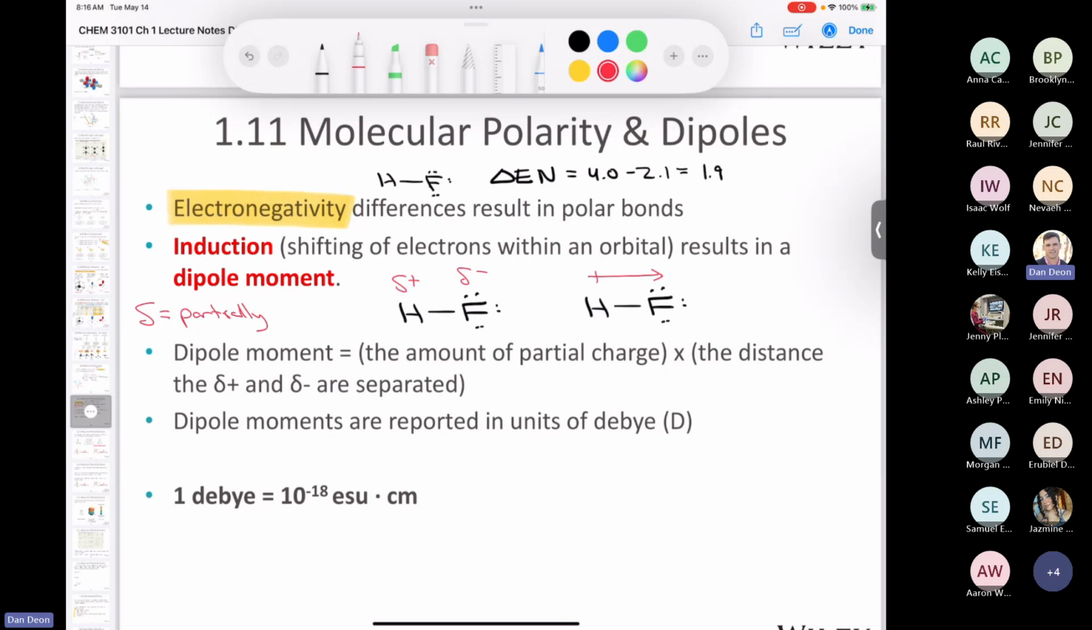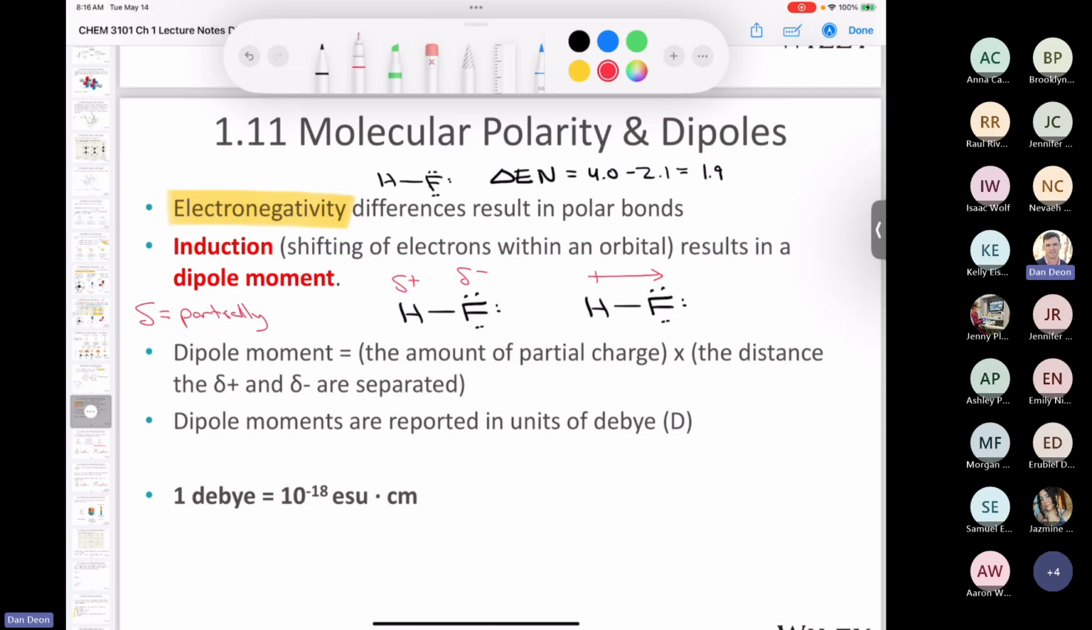And it says here the dipole moment is equal to the amount of partial charge times the distance between the delta plus and the delta minus. Now, you will never be asked, and this is going on the internet because I'm recording this, okay? You will never be asked to calculate a dipole moment in this class. Our textbook shows you how to do it, but I'll never ask you to do it, okay?